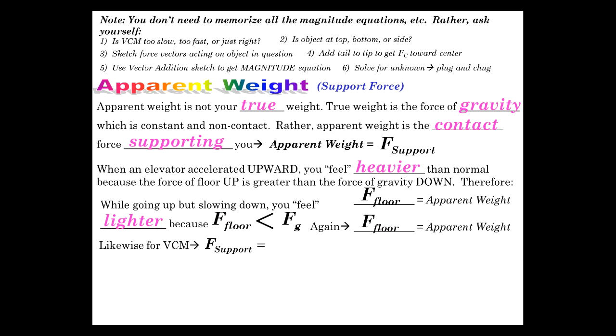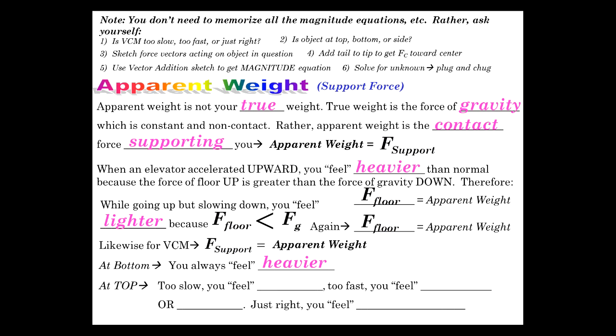For vertical circular motion, F support equals apparent weight. Same thing. At the bottom, in vertical circular motion, you always feel heavier because your support force has the job of overcoming gravity and so providing the centripetal force. And at the top, you feel lighter if it's a too slow situation.